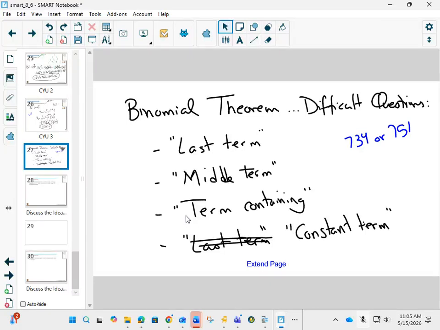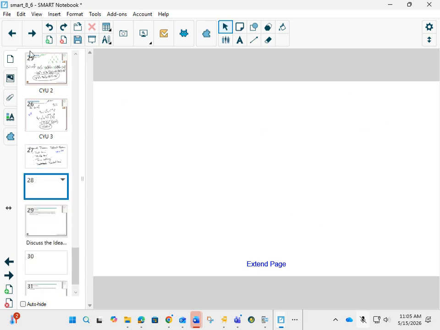Some of these more difficult ones just mean you have a little bit extra step. So I'm going to do an example with each of them. And you can do this on page 734 or 751.